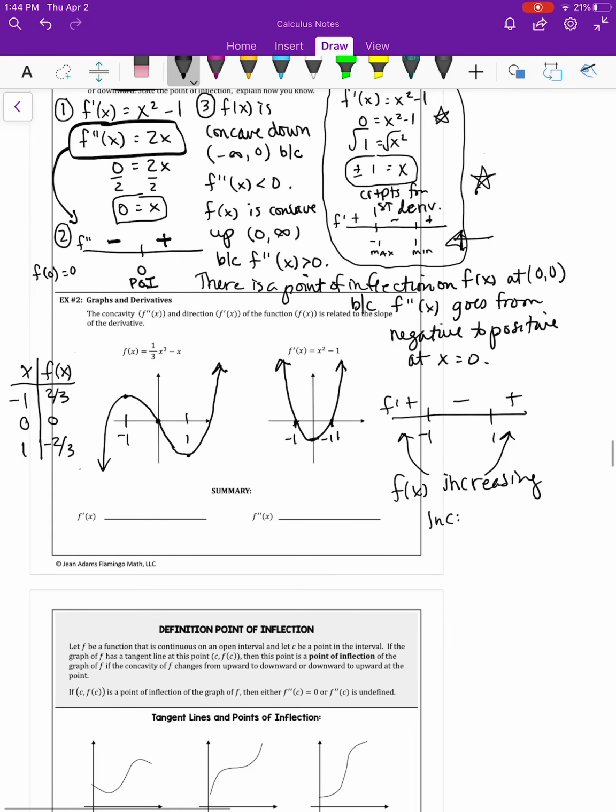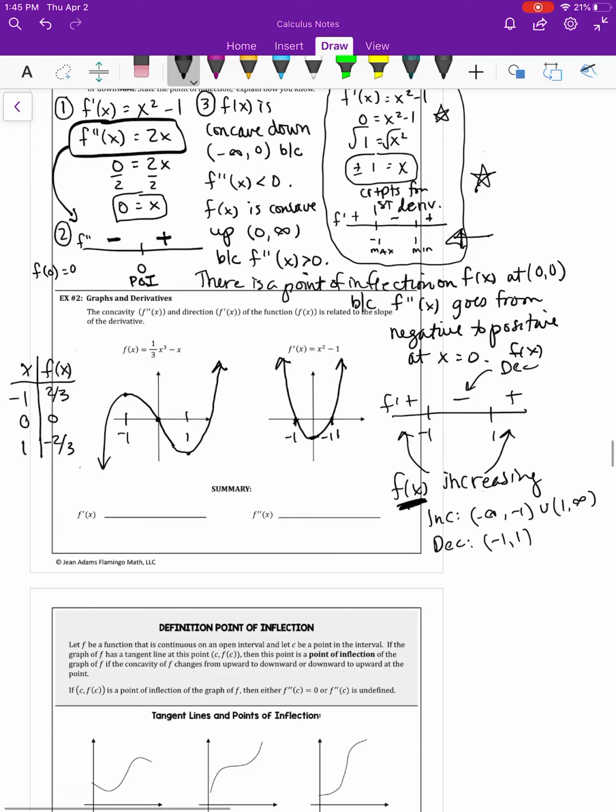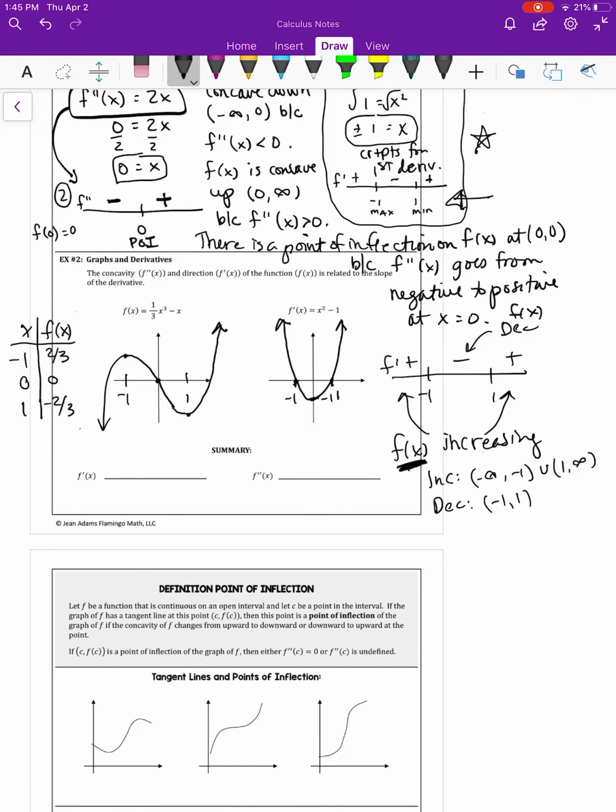So I could have done increasing and decreasing intervals from this. From -∞ to -1, it was increasing, and also from 1 to infinity. And this is telling me that f of x is decreasing from -1 to 1. So this is where this function is increasing or decreasing, okay? And we're looking at the derivative to figure that out.